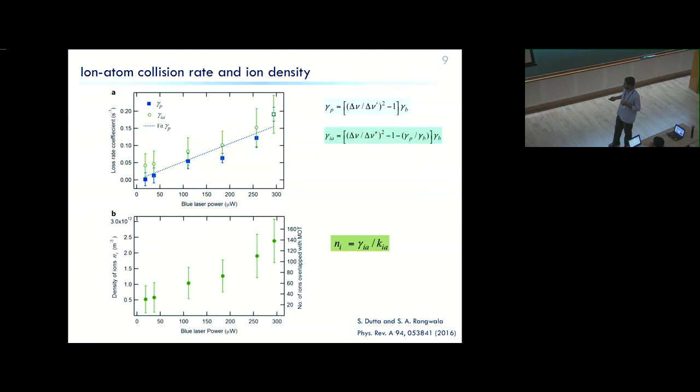We can go a step further because we know the size of the atom trap, and the ion density is essentially constant. We can tell how many ions are overlapped with the MOT at any instant of time in steady state, which is plotted on the right axis.